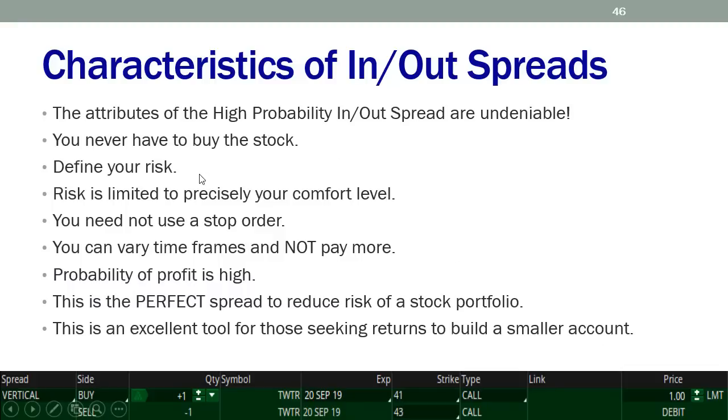You never have to buy the stock. You can define your risk. Risk is limited to precisely your comfort level. You don't need a stop order. You can vary time frames and not pay more. I showed you that, right? You could go 58 days out or 30 days out or 17 days out or 10 days out. The probability of profit is high. It's the perfect spread to reduce risk of a stock portfolio.